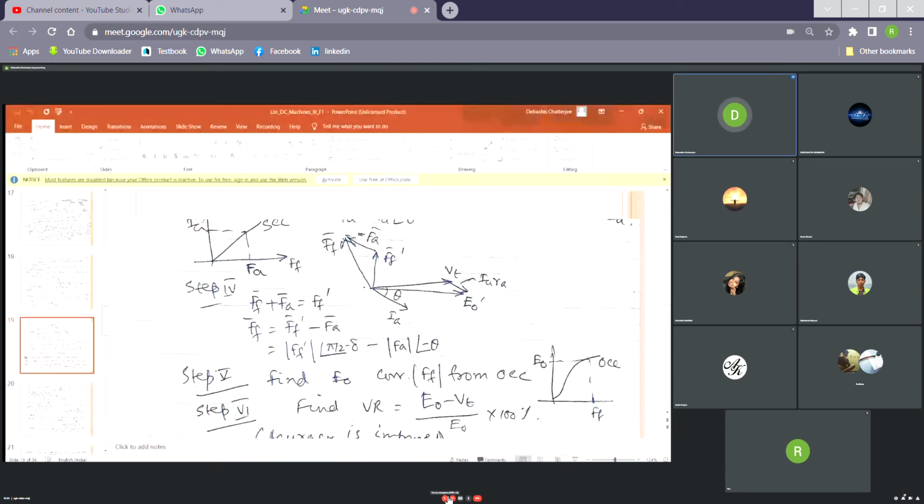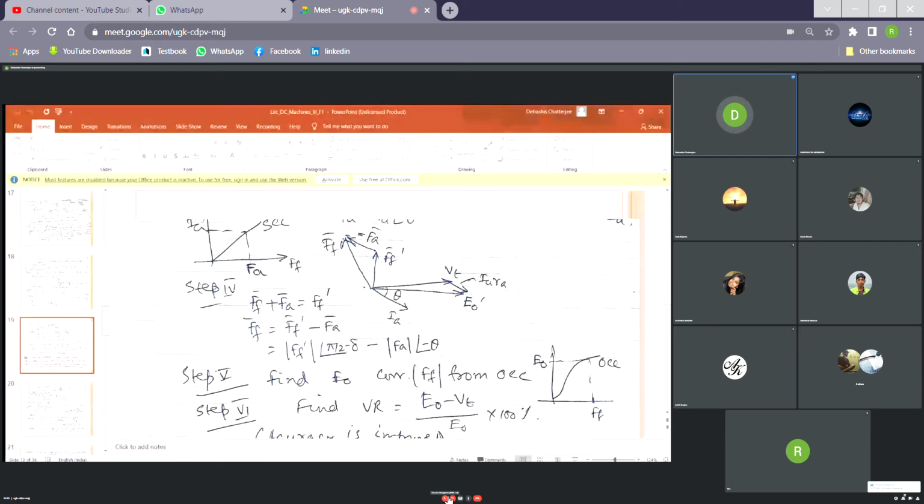Now, here the advantage is that the load factor is taken care of. In the EMF method, we use the synchronous reactance that was calculated based on the rated values. Rated values means rated current, rated field, etc. But usually in different operating conditions, this does not hold good. So therefore, errors are incurred in the earlier method, the EMF method.